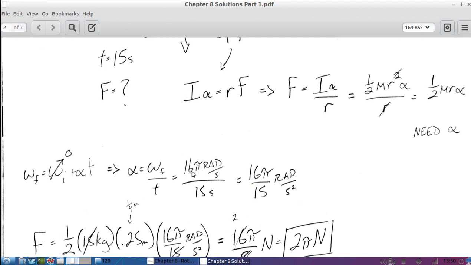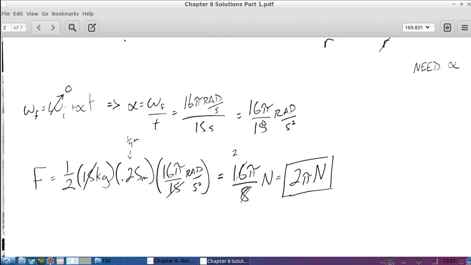I converted 8 revolutions per second to 16 pi radians per second. All I had to do was multiply it by 2 pi. So I got 16 pi radians per second over 15 seconds. What's 16 pi over 15? I don't know, I don't care. That's correct. It doesn't have to be plugged in a calculator. No big deal, I'll just bring it along with me. I'm not a big fan of fractions, but maybe down the road something will cancel out.